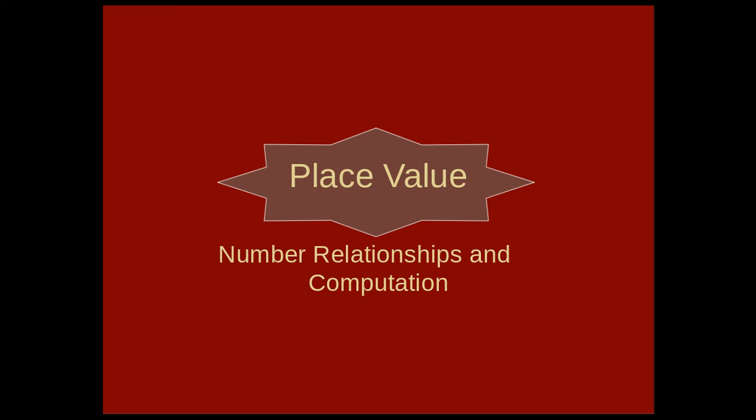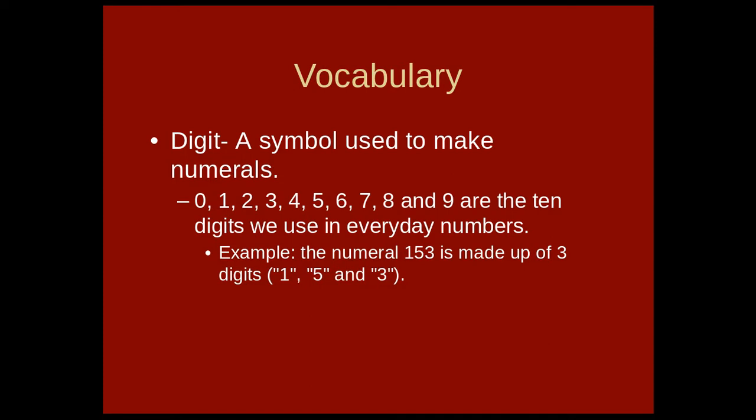So here you can see place value, and the vocabulary is digit, a symbol used to make numerals. When I think of digits, I think of counting on our fingers, and we call our fingers digits. So 1, 2, 3, 4, 5, 6, 7, 8, 9 are the digits. We use them every day in numbers. Example, the numeral 153 is made up of three different digits. There's a 1, there's a 5, and a 3. Those are all the different digits.